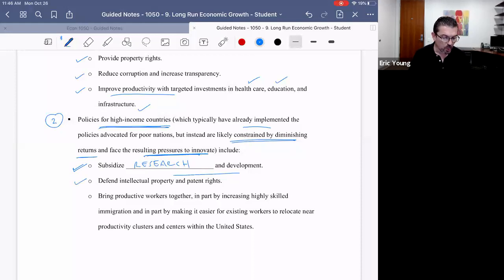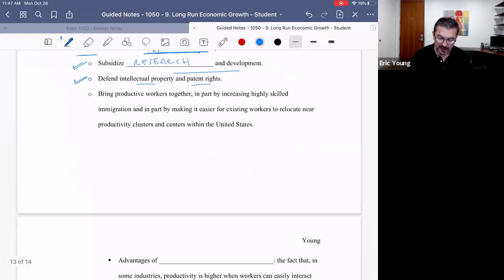Rich countries need to work aggressively to defend intellectual property and patent rights. We learned earlier that the catch-up effect means that some poor countries have the incentive to steal, to illegally acquire intellectual property rights. Well, this is going to cause a major incentive issue in the rich world. So rich world governments really need to defend intellectual property rights.